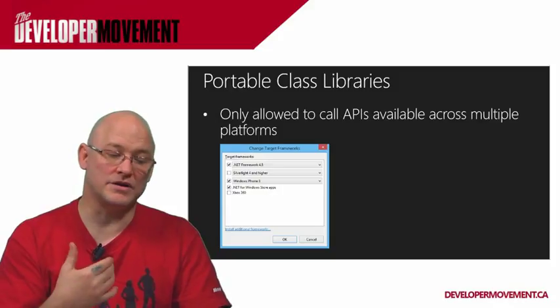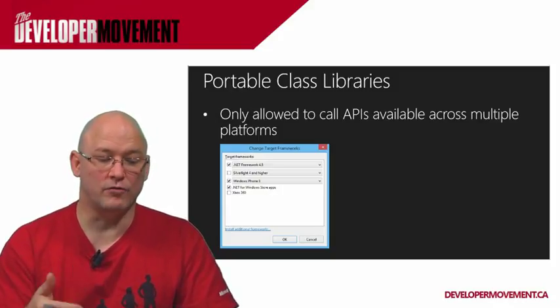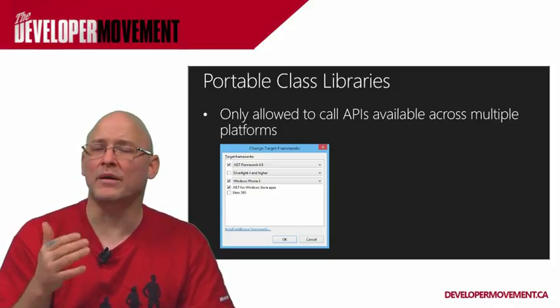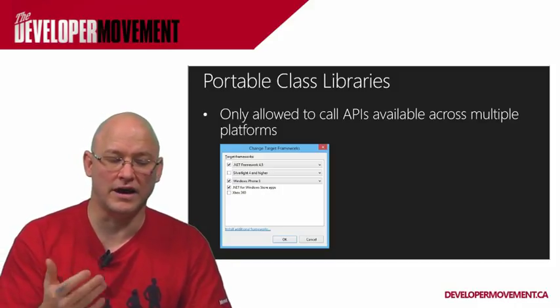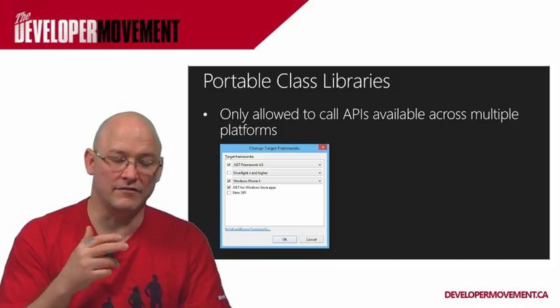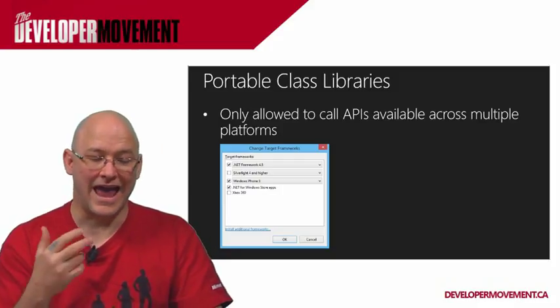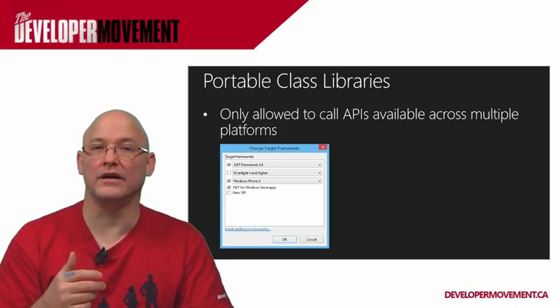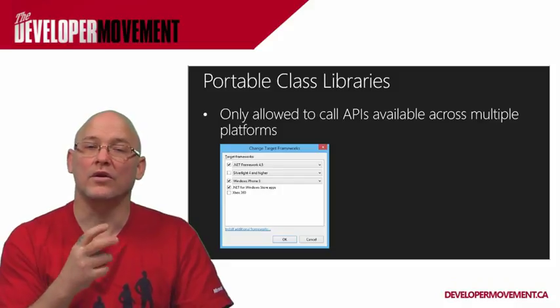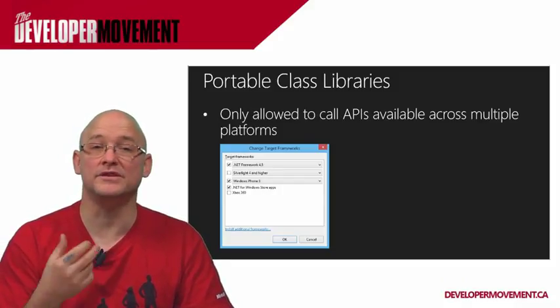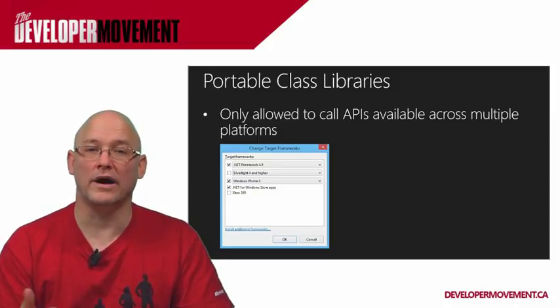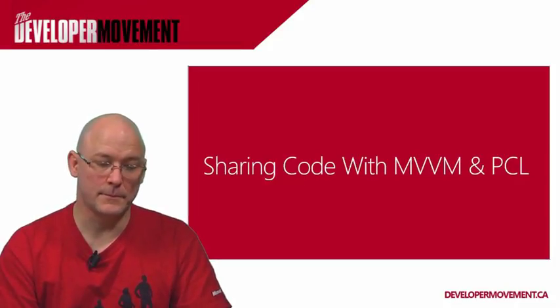So if I were to select in this dialog Silverlight 4 and higher, I would probably lose a couple of APIs because they wouldn't necessarily be available to Silverlight 4 and higher, but they were in .NET Framework 4.5, in Windows Phone 8, and in .NET for Windows Store apps. So you have to look at what your needs are and select only the platforms that you wish to target, and that'll give you the widest range of API calls.